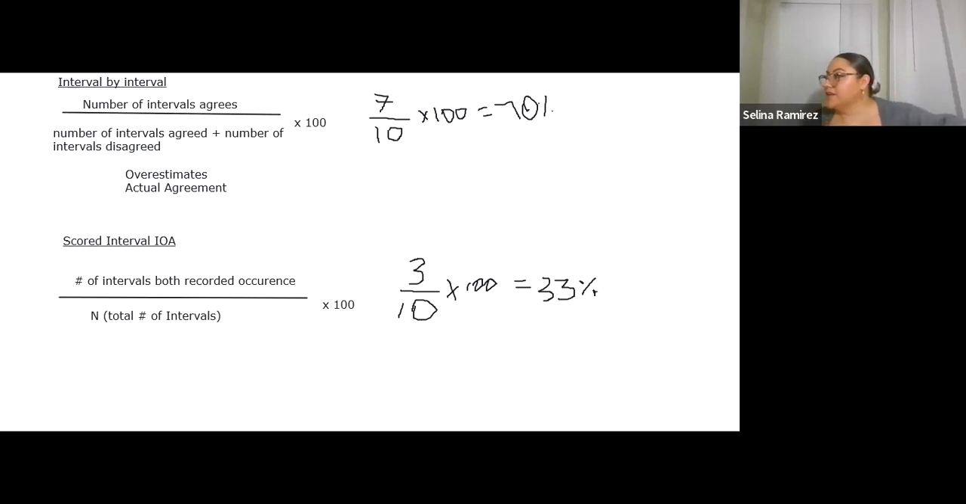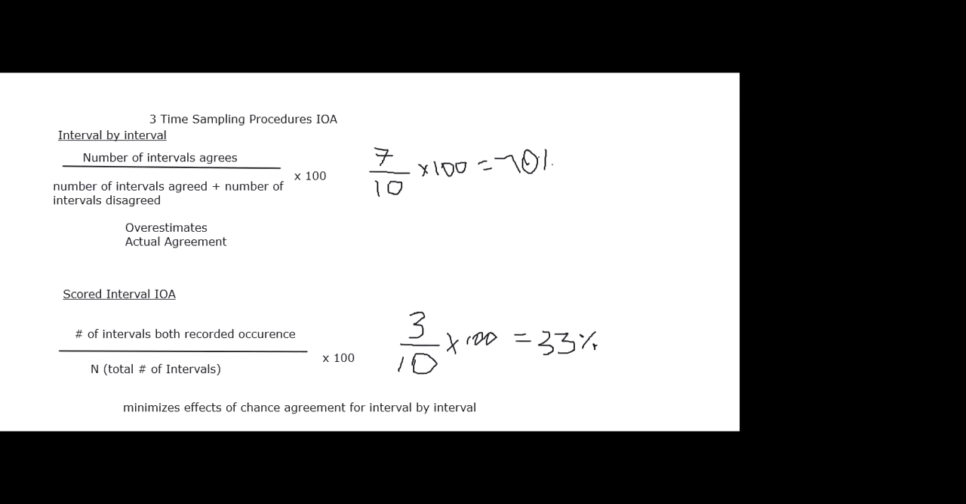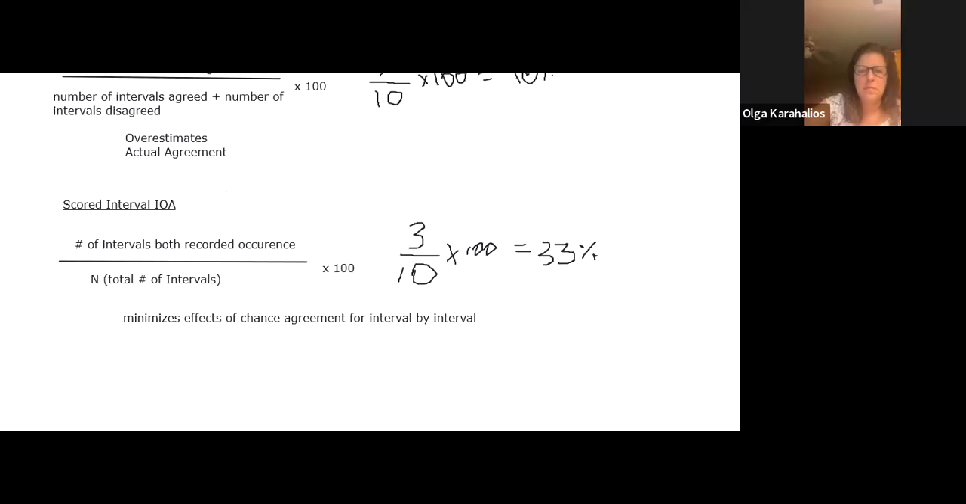So we're going to say that that one minimizes the effects of chance agreement, or interval by interval, that occur at high or low rates because it ignores the intervals in which agreement by chance is highly likely. Okay, did that make sense to you guys? Yes. I hope so.